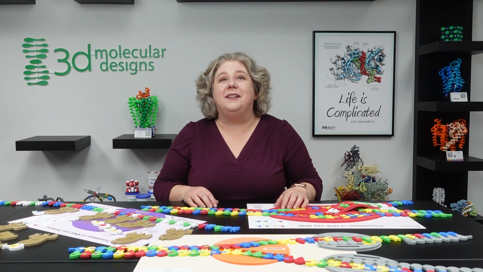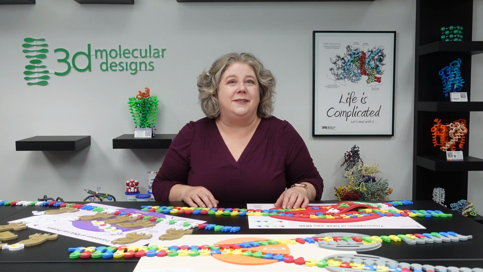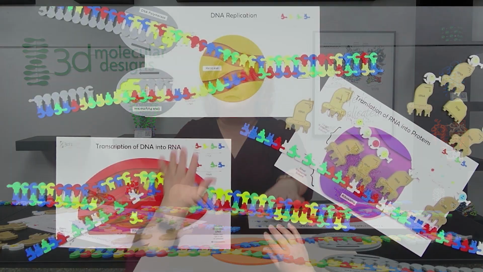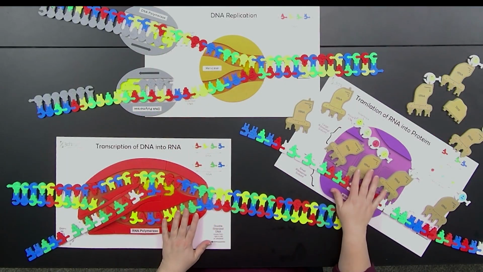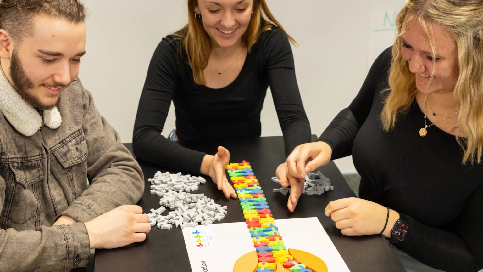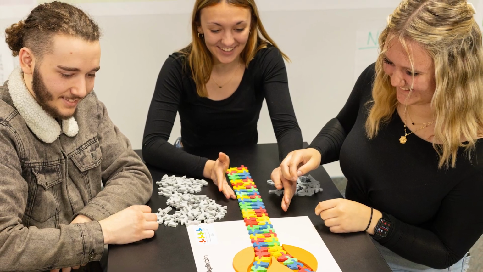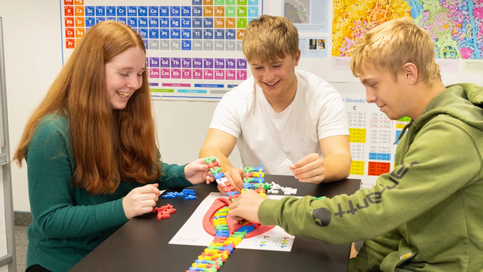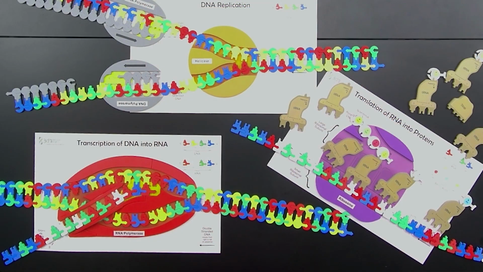Imagine your students not just memorizing the words replication, transcription, and translation, but actually modeling how information flows from DNA to RNA to protein. The Flow of Genetic Information Kit gives them a concrete way to see the central dogma in action right at their lab tables. It's built for high school and college biology, so you can help students build deep, memorable models of how genetic information moves through the cell.